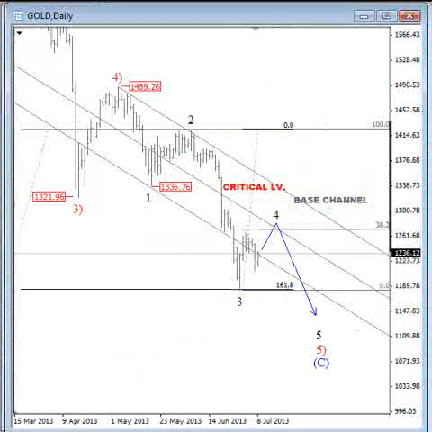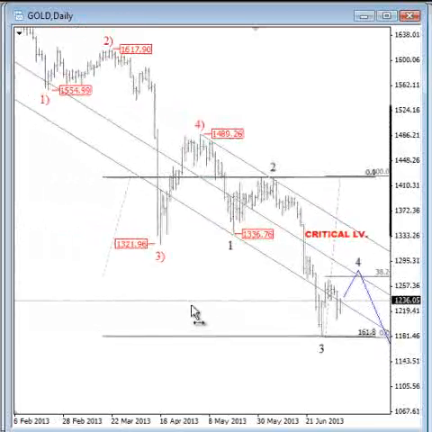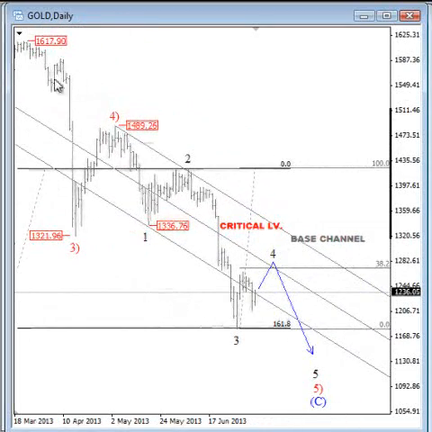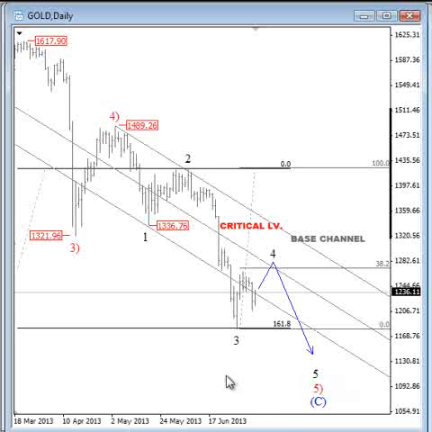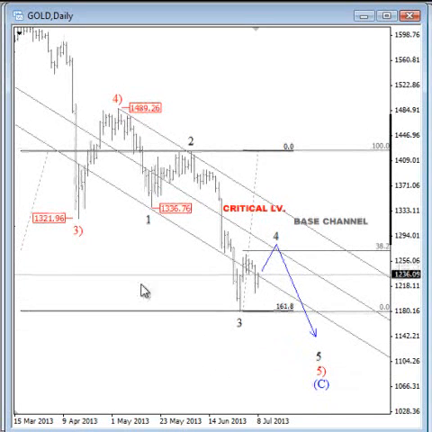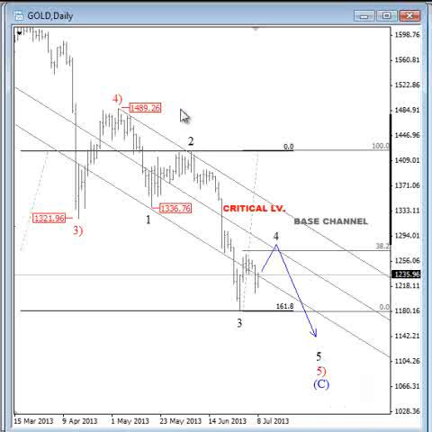On the gold daily chart, we are tracking a larger impulsive decline in wave C, which is still incomplete. We are in the fifth wave of this wave C, wave 5 counted from here. Now this wave 5 also needs to be subdivided into 5 legs. This was wave 1, wave 2, then a move through the lower support line of this base channel, which means this was wave 4, wave 3.